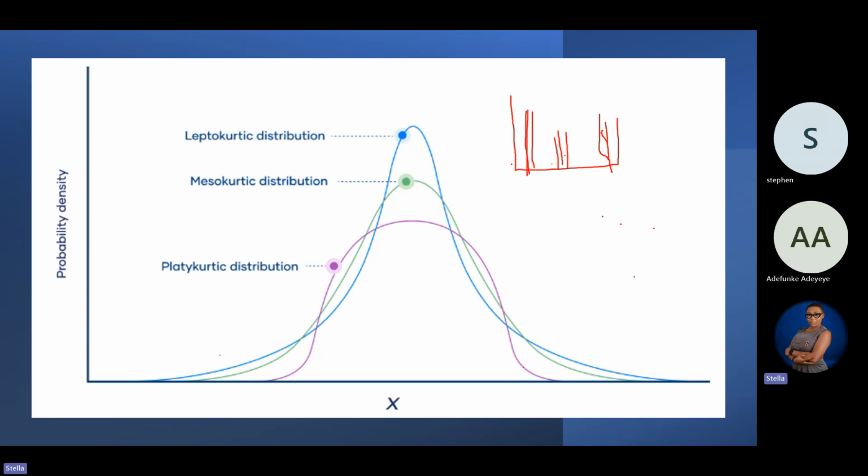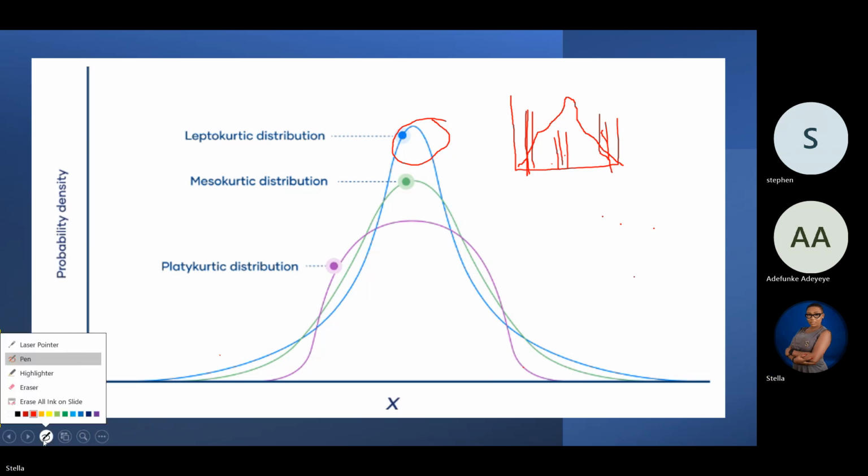So when you plot this, the middle is going to be very thin and then it slopes down. See how thin the middle is here. The peak is thinner than where we have mesokurtic and platykurtic. Do you get? So this is basically what it looks like for the three different kurtosis types.